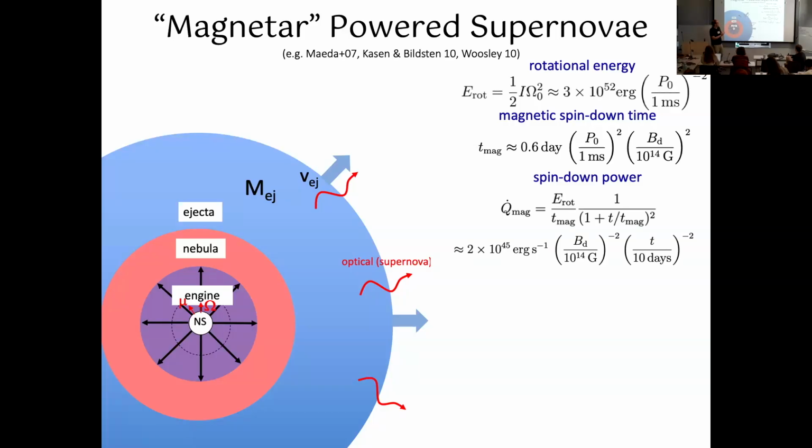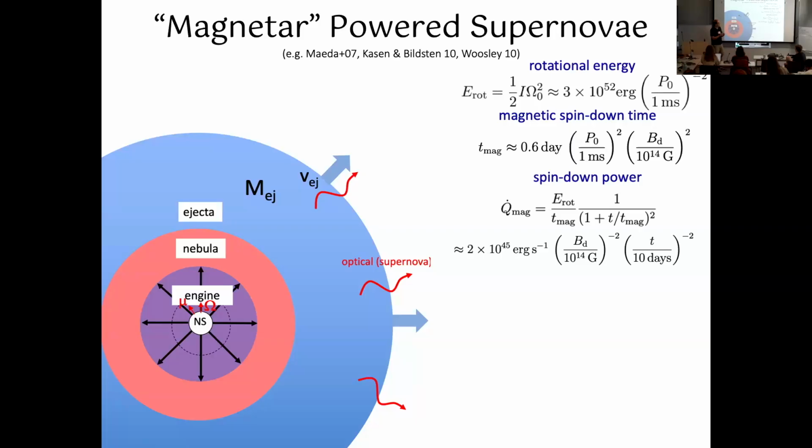So GRB supernovae are actually not luminous because they have a central engine. They're luminous because they make a lot of nickel. So the main difference between a superluminous supernova and a GRB is the duration of the engine activity, whether that engine is a black hole or a neutron star.